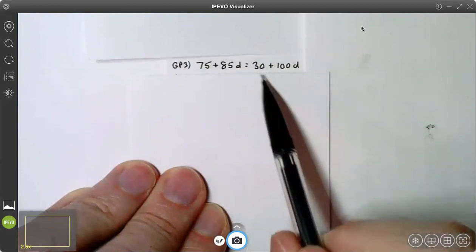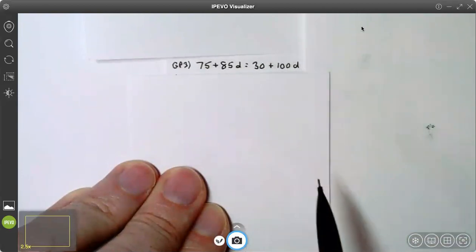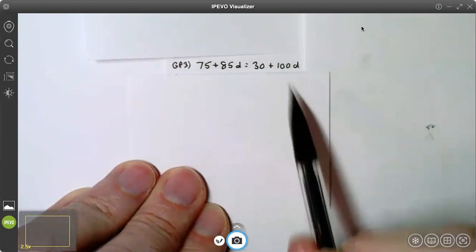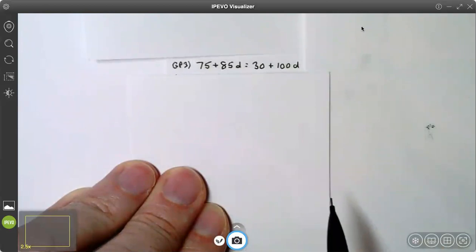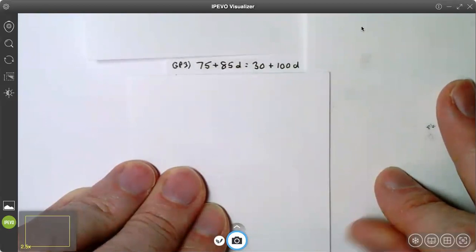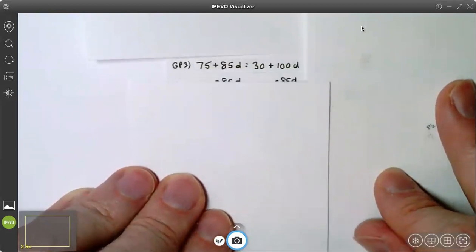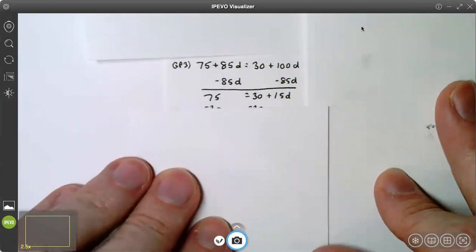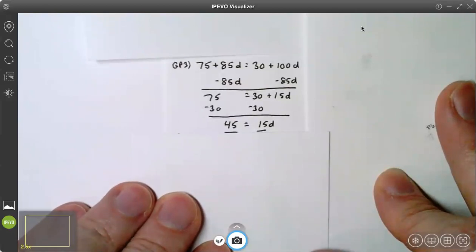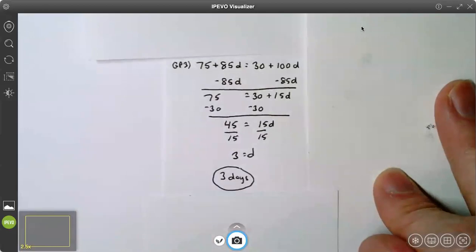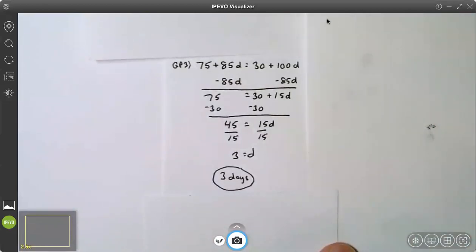If I'm going to rent for one day, I want cabin B. But at some point, cabin A is going to start being a better deal because it's less money per day. So let's solve the equation and find our break-even point. Both sides are simplified. Let's get the variable on one side by subtracting 85d from both sides. Then get the variable by itself by subtracting 30 from both sides and dividing both sides by 15. And your answer is 3 days. The break-even point is 3 days.